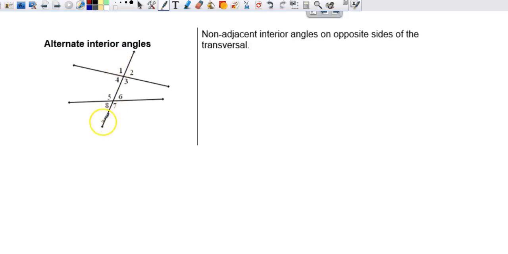Alternate interior angles, if you look at this transversal, this is your dividing line. If you look at just the interior angles, 3, 4, 5, and 6, alternate ones would be on opposite sides of the transversal, not next to each other though. Now, those are supplementary, those form a line, but just on opposite sides. On both sets of angles, 4 and 6, and you could also do 3 and 5. So they're non-adjacent.